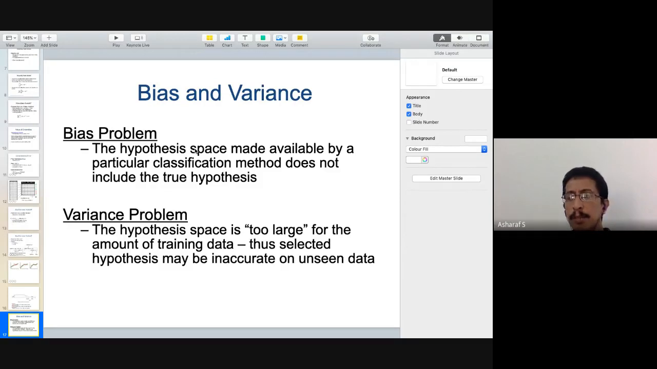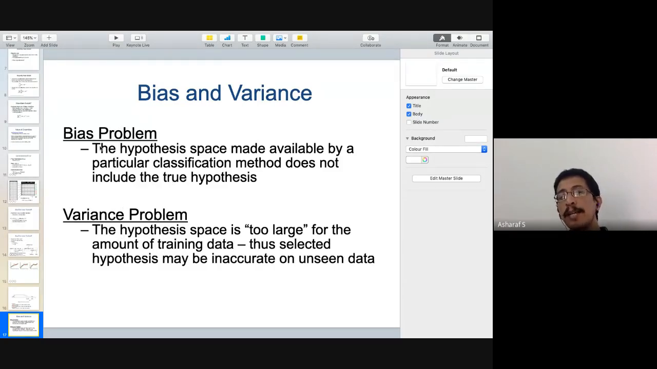You may remember our original diagram of f(x). If your f is not complicated enough, you may end up in an underfitting context. And variance is when the hypothesis space is too large, which means that for the amount of training data, your training data doesn't have enough points, then the selected hypothesis may be inaccurate on unseen data. So bias is more to do with the training part and the complexity of the model, and variance is more to do with the testing or generalization capability.